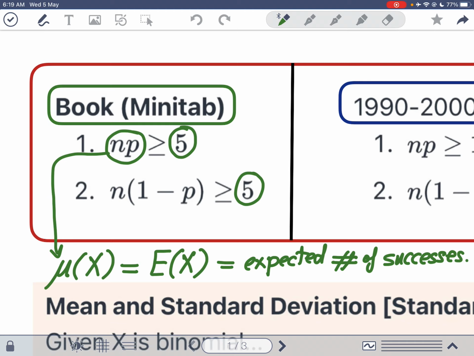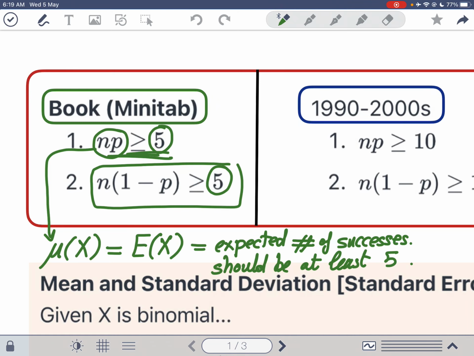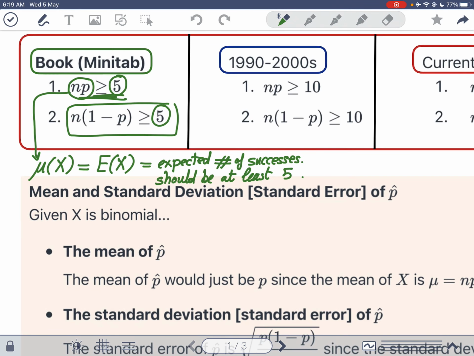And remember, you define what success means in your experiment. Because your experiment is binomial, it has 2 outcomes. You choose which one of them you will call success. Okay? And the expected number of successes, we are saying, should be at least 5. But not only this, we need also n times 1 minus p to be at least 5. So you can say not only that the expected number of successes should be at least 5, but also failures.